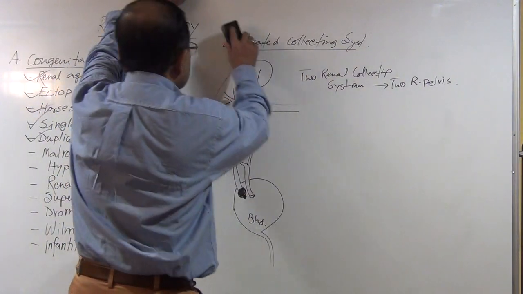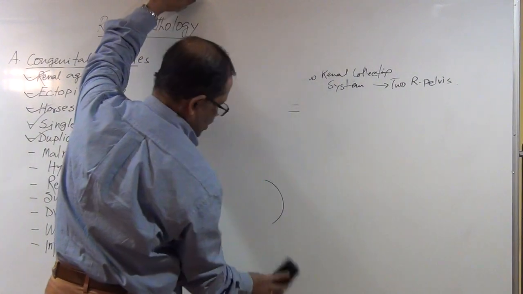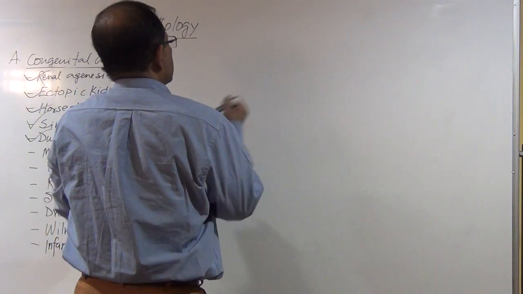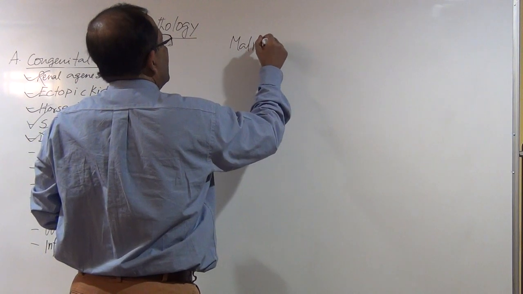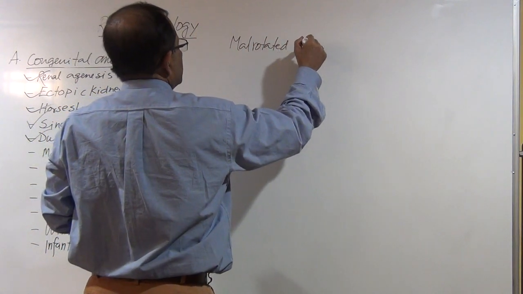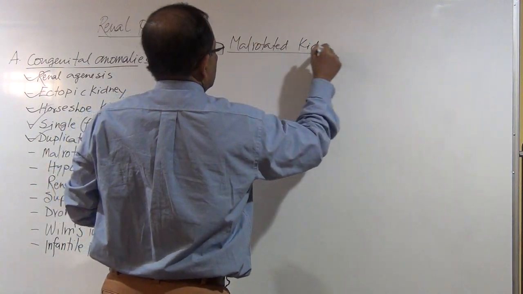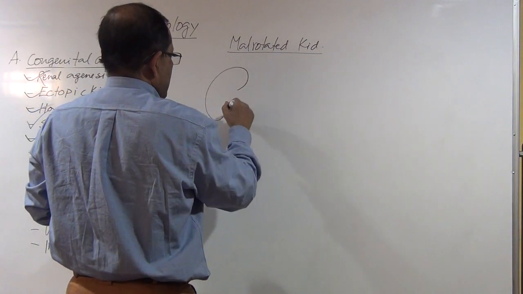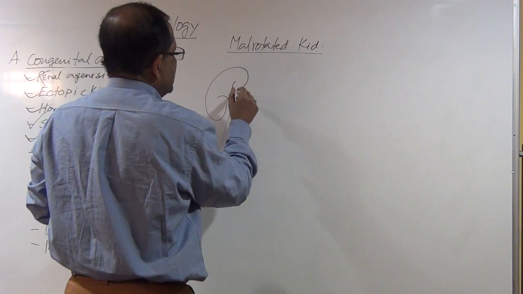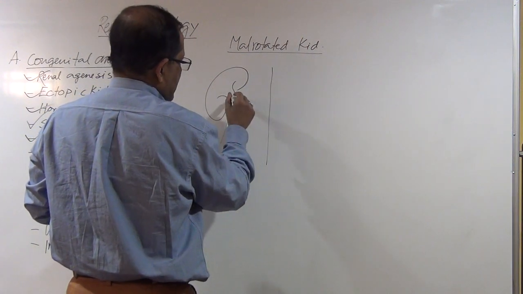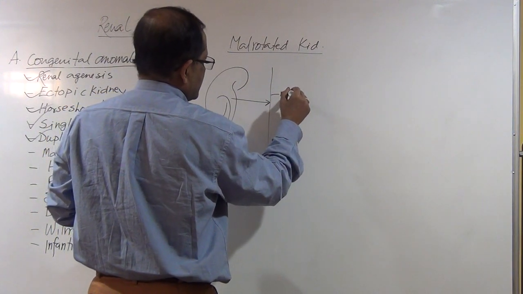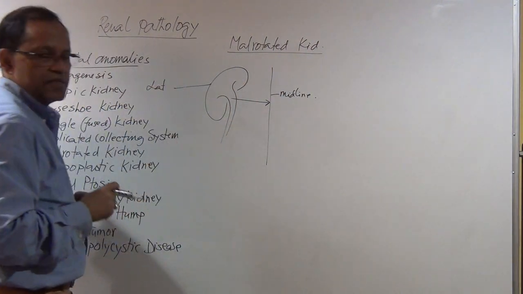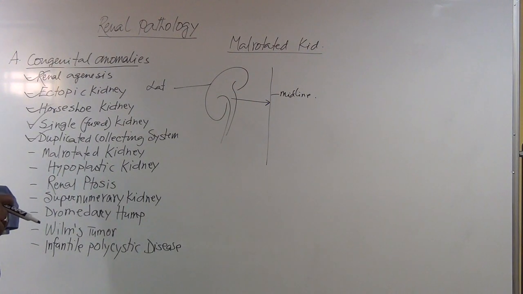Okay, so next is malrotated kidney. What is mal means? Means abnormal, which is not normal. Okay, malrotated kidney. Normally, the kidney hilum is towards the midline, right? Kidney hilum is towards the midline. And this is called lateral. Right? Normally, the kidney is like that.